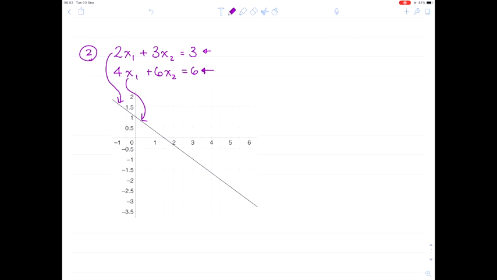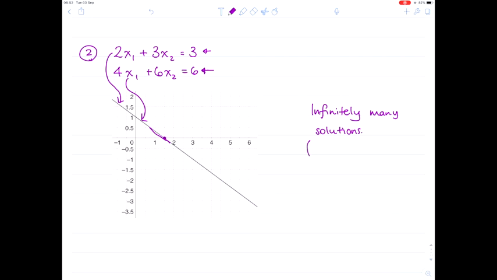And this means that for any value of x and y that you pick that satisfies the first, the second will be satisfied as well. So we have infinitely many solutions, because every point on this line is a solution. So this is infinitely many solutions.